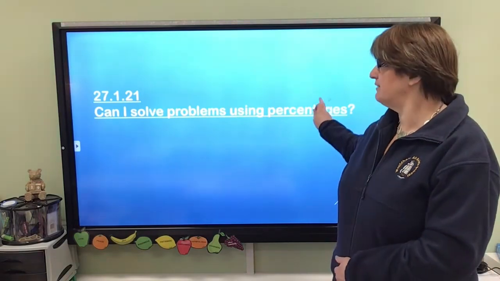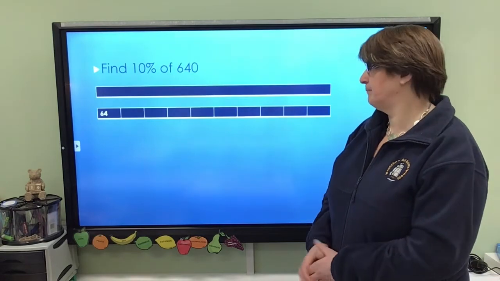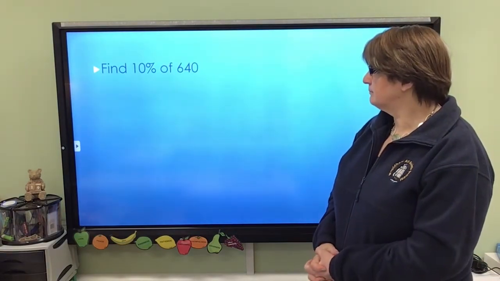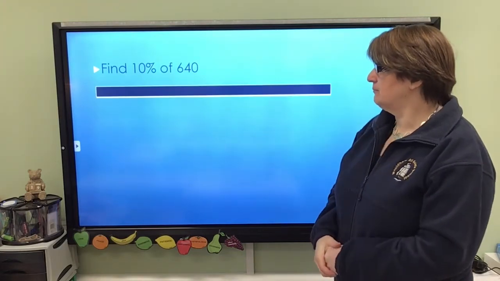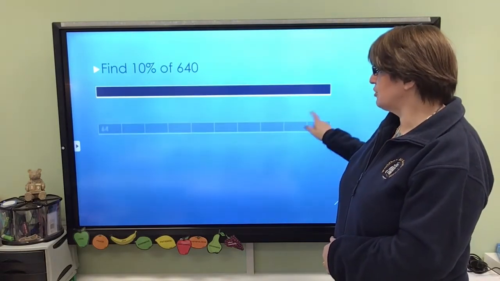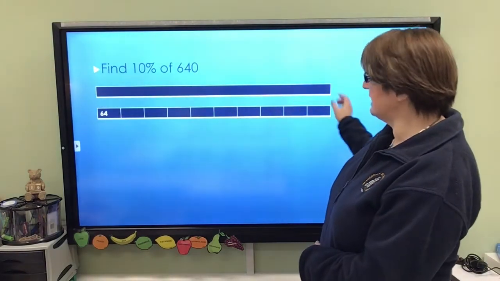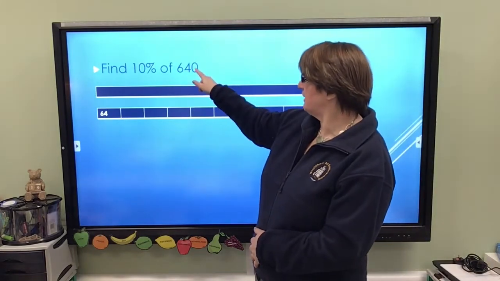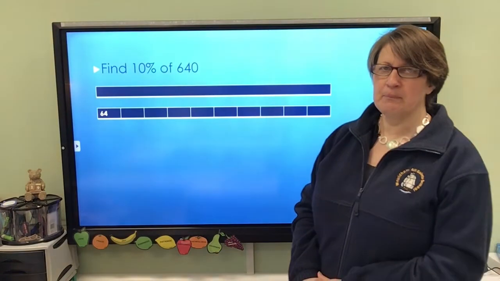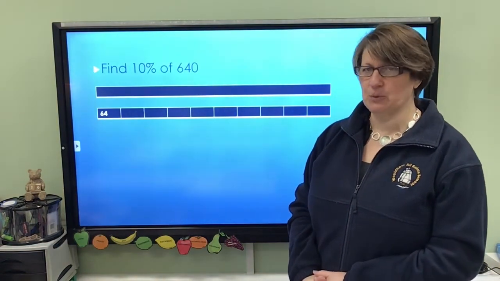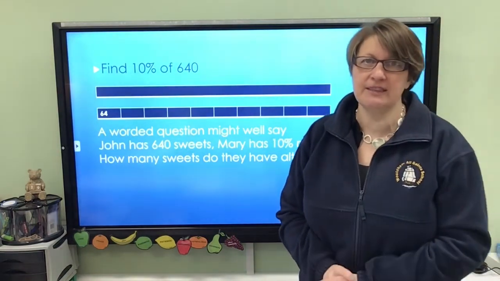So, our first thing, can you find 10% of 640? So, our bar, 640. And then, of course, if we part it into 10 sections, we can just divide by 10 to get 64 as our 1/10. But is that how it would be in a worded question? So let's look at a type of question that might use this percentage knowledge.